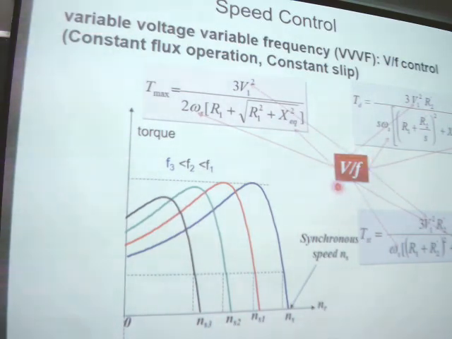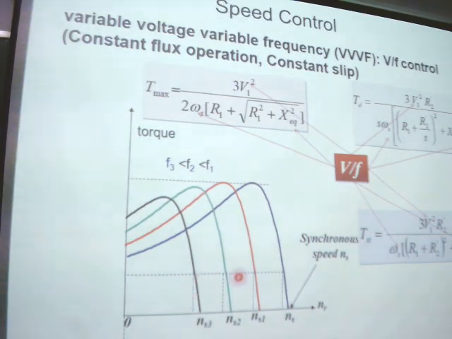So this is called VF control, voltage and frequency control. It's the general method. We call it VF control. If you increase the F, you should increase the voltage. Using this method, we can get the torque-speed curves showing in this figure. So we can control the speed of the motor, keeping almost the slip and the maximum torque.